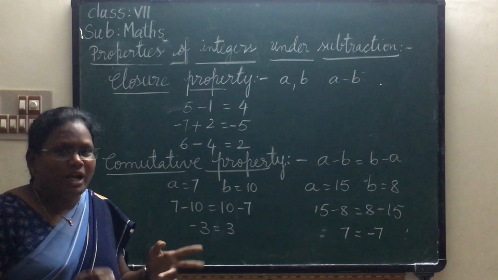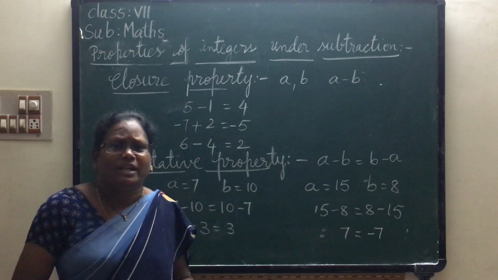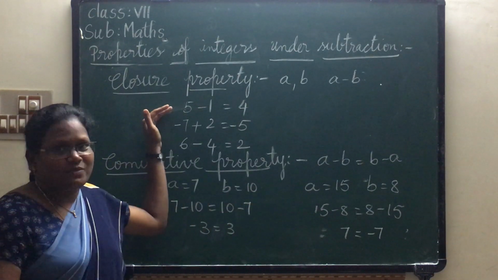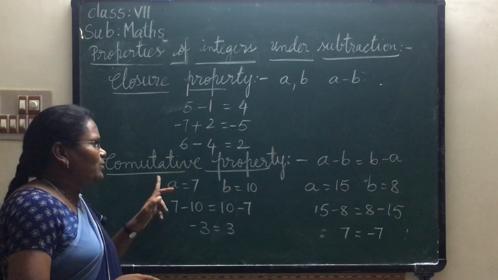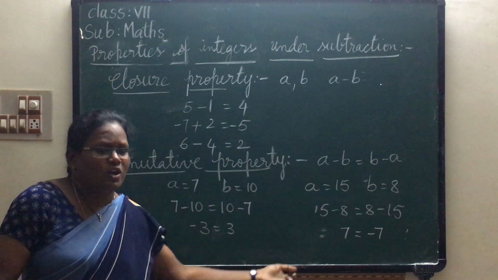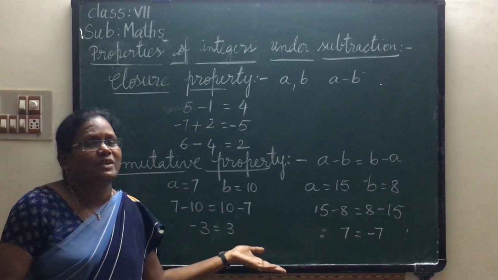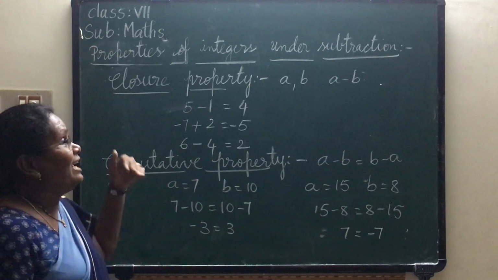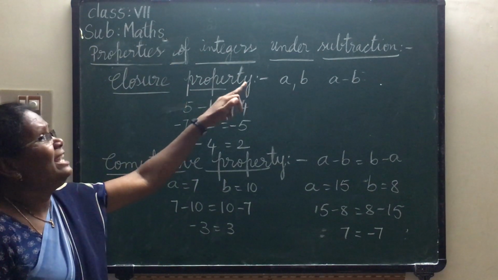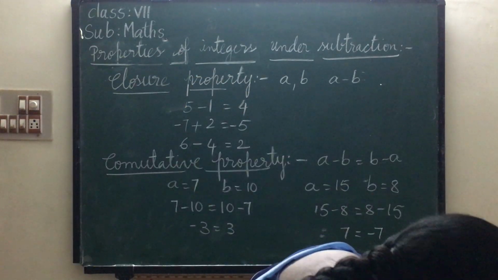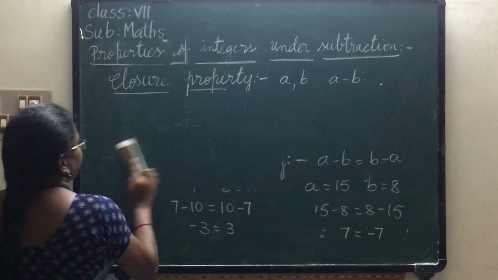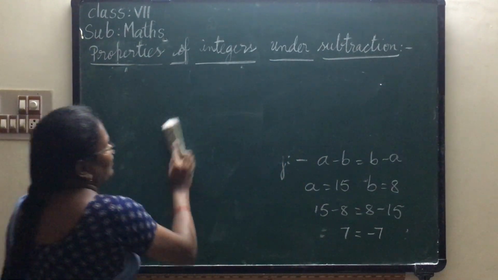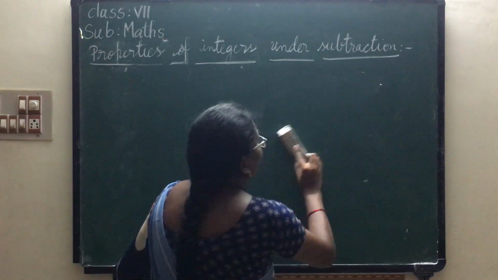Are you understood, children? In addition, all properties are satisfied. In multiplication, all properties are satisfied. Here in subtraction, which property is satisfied? Closure property is satisfied. Is the commutative property satisfied? No, it is not satisfied under subtraction. Associative property is also not satisfied. Now we have seen properties of integers under subtraction; next we have to see division. In subtraction, closure property is the one property satisfied. Commutative property is not satisfied.